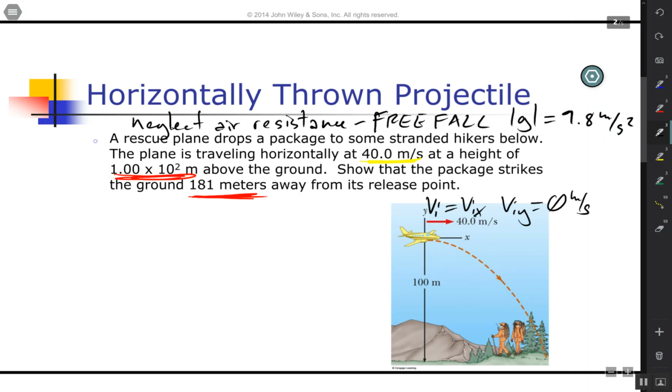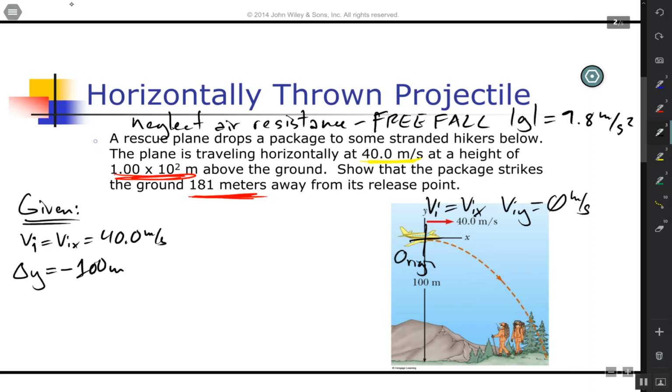Okay, so what else are we given? Let's write that down. That 40 meters per second is actually your initial velocity, which already is your x component. And the 100 meters above the ground, if I'm stating this point as my origin, then guess what? Does it go up or down? So that becomes negative 100 meters because it's going which way? Down.